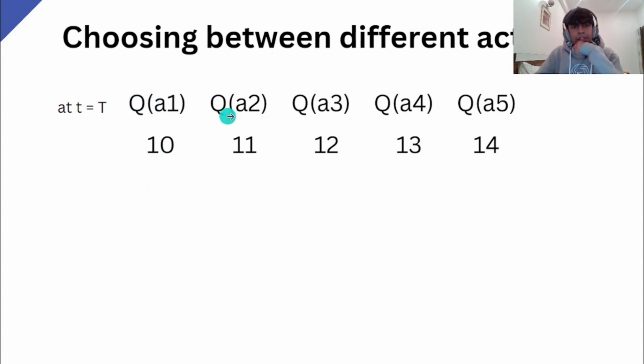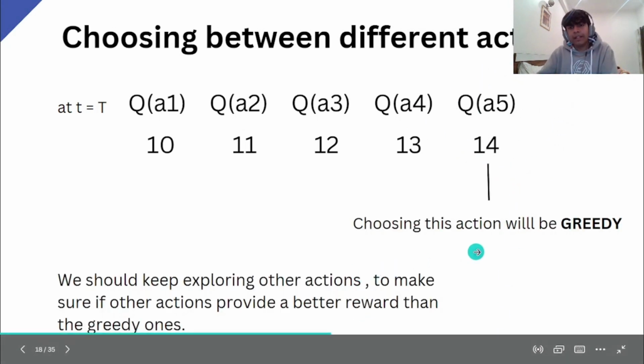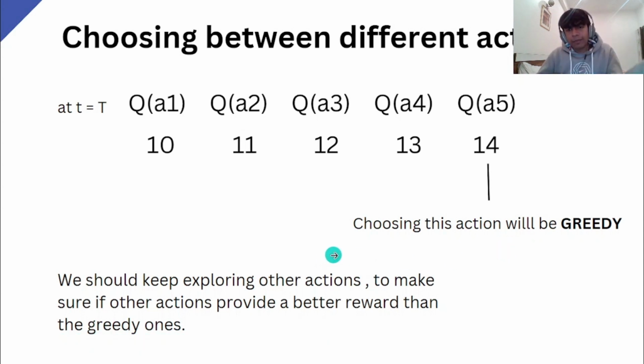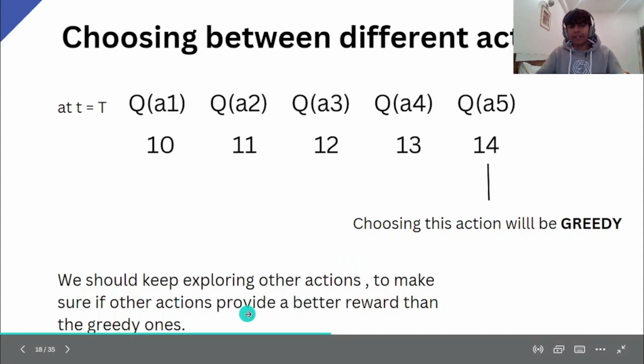Given there are 5 actions, A1, A2, A3, A4, and A5, at time step capital T, the action value estimates of each action are given. After being given this data, you are asked which action you will choose. Of course, we are not stupid and we are not blind, so we will choose action 5. Choosing this action will be greedy. We should keep exploring other actions to make sure whether they provide a better reward than the greedy one. Does this statement make sense?